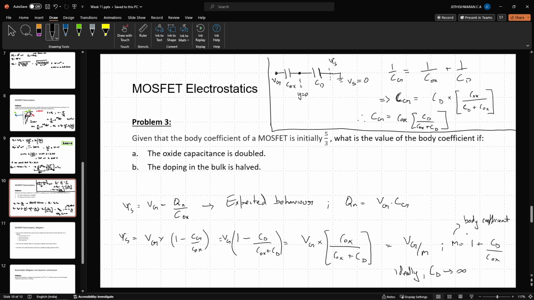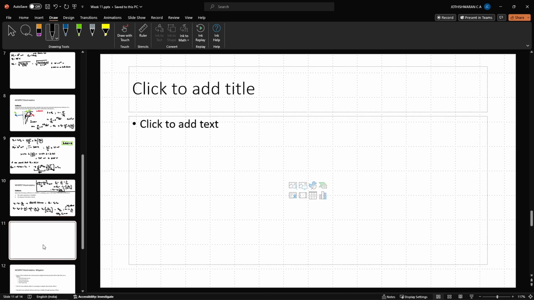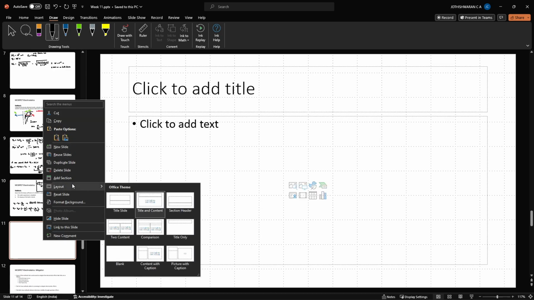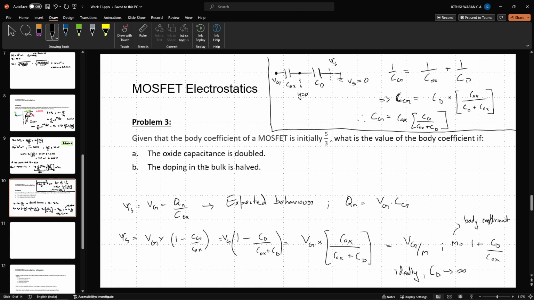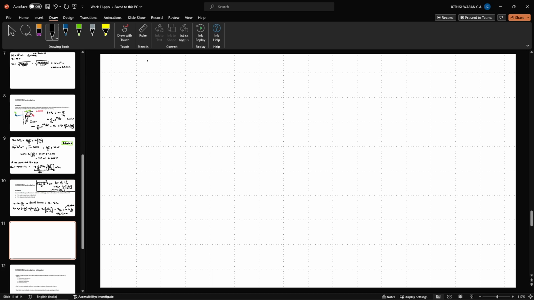Now we have two questions here. Initially, we are told that the body coefficient is 5 by 3. The first question that is asked is what will happen to the value of the body coefficient if the oxide capacitance is doubled.